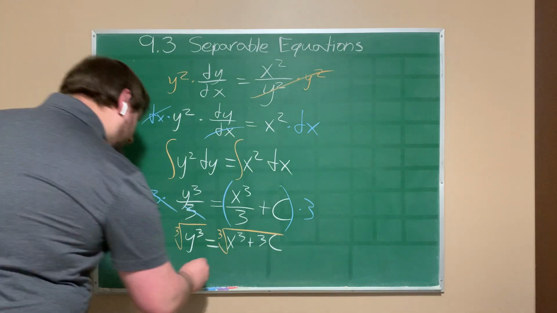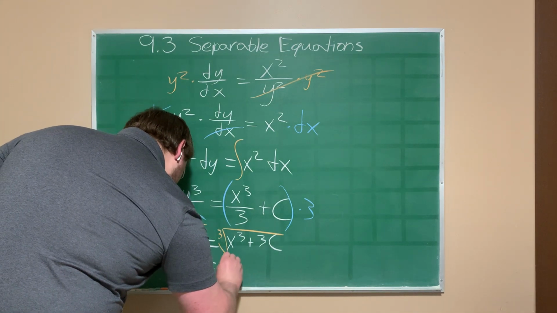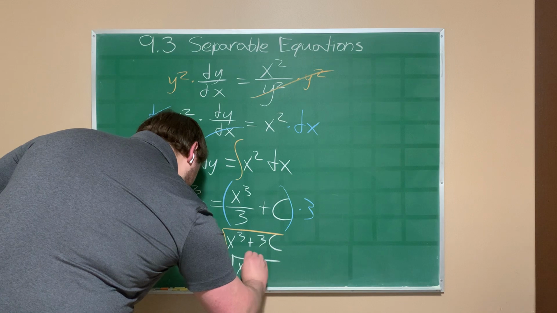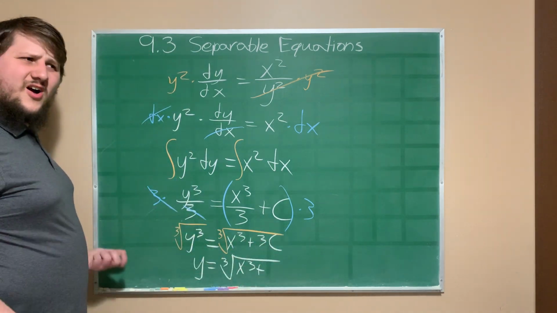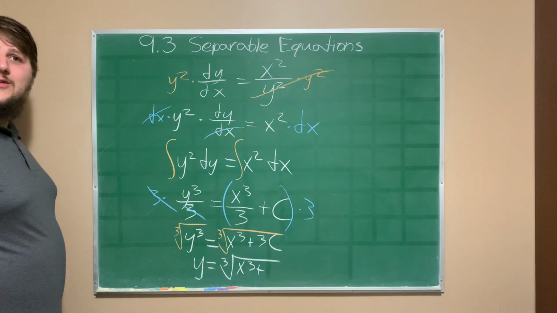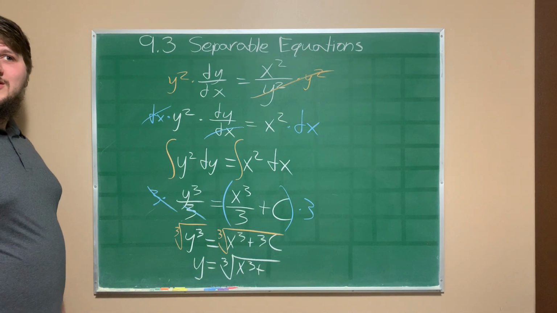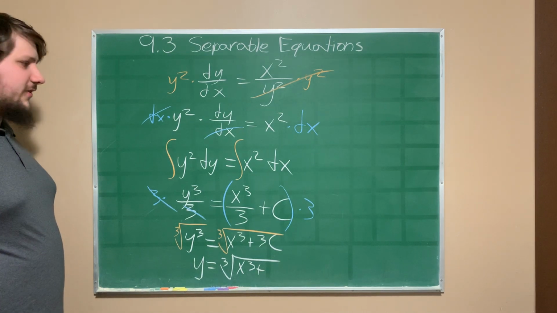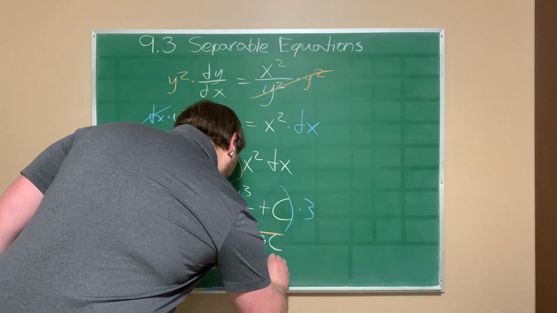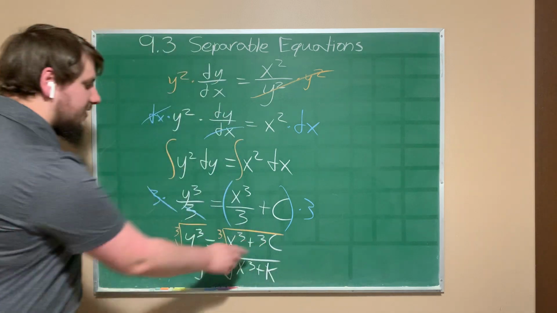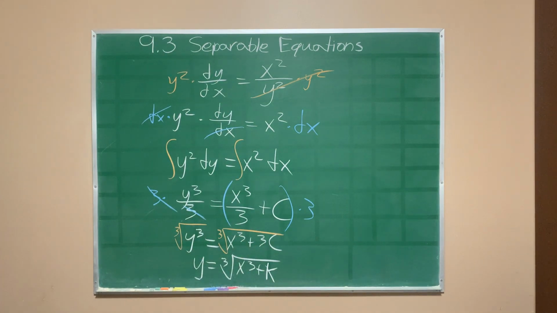So I end up with the equation y equals the cube root of x cubed plus, well, 3 times a constant is still a constant. And one of the things we do in differential equations, it's a little bit different from most integral calculus, is that we start using the letter k instead of c. So I'm going to put k here, where k is equal to 3c, just to simplify this a little bit in the way that I write it.